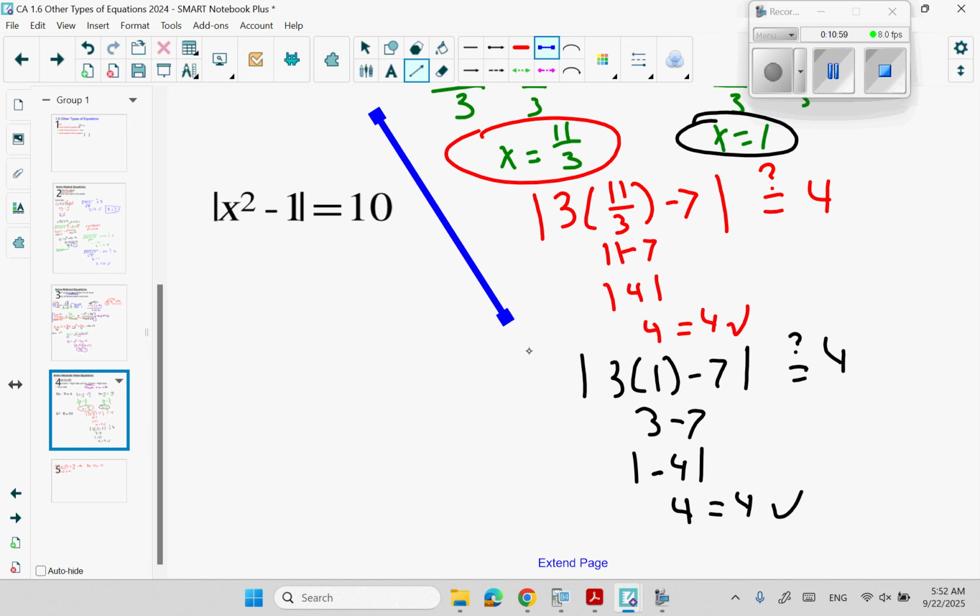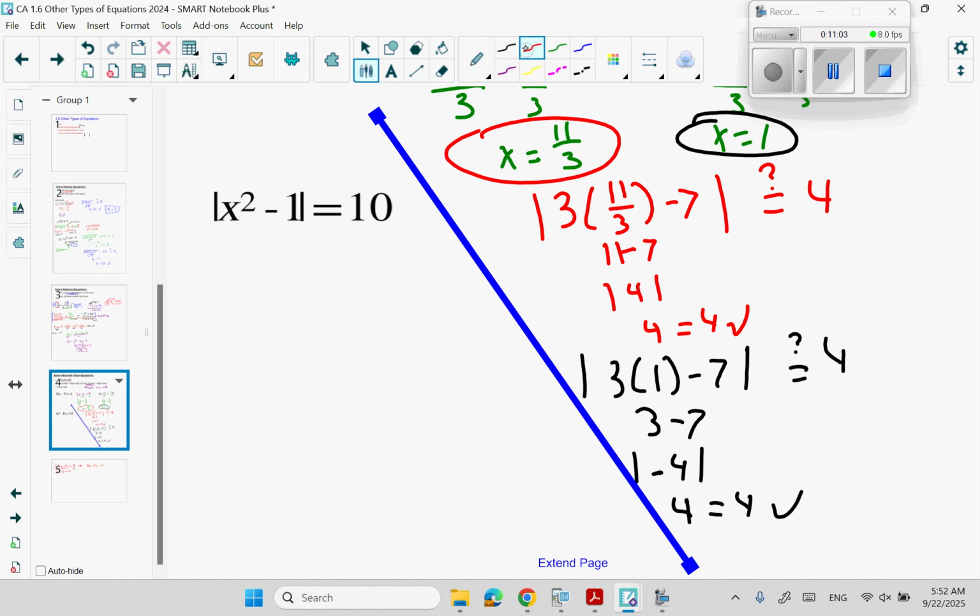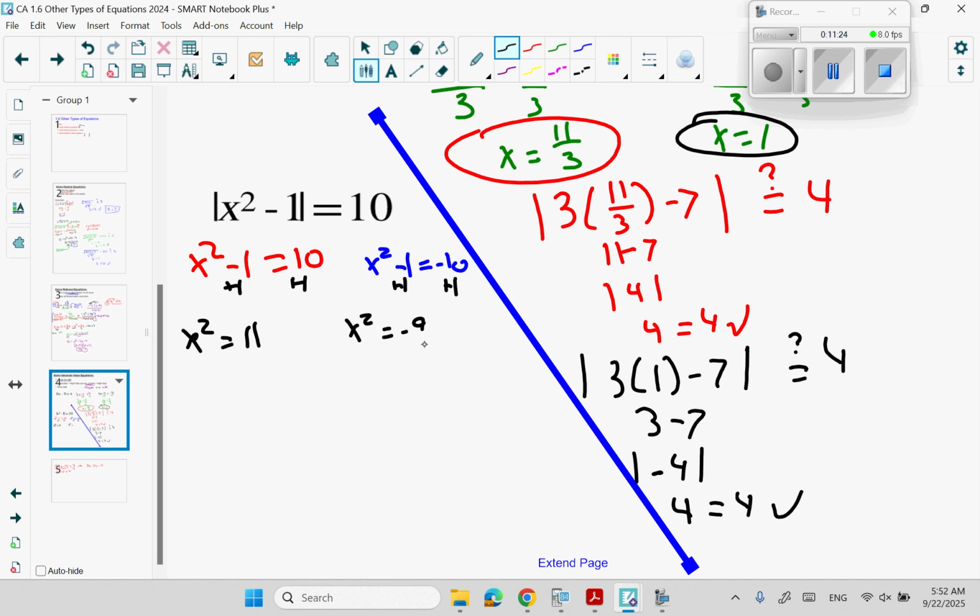All right. Here we get the same idea. So I'm going to get x squared minus 1 equals 10, and x squared minus 1 equals negative 10. Well, the first step for both of these is I'm going to add 1. So we get x squared equals 11, and x squared equals negative 9.